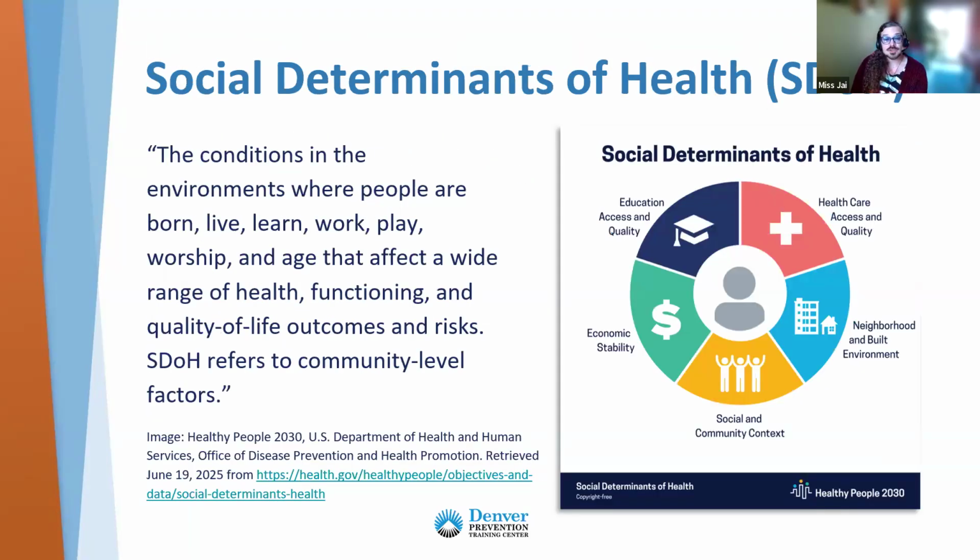In comparison, the social determinants of health, or SDOHs, are the conditions in the environment where people are born, live, learn, work, play, worship, and age that affect a wide range of health, functioning, and quality of life outcomes and risks. SDOH refers to community level factors. So examples of SDOHs are neighborhood and built environment, economic stability, access to quality education and healthcare, and community contexts.